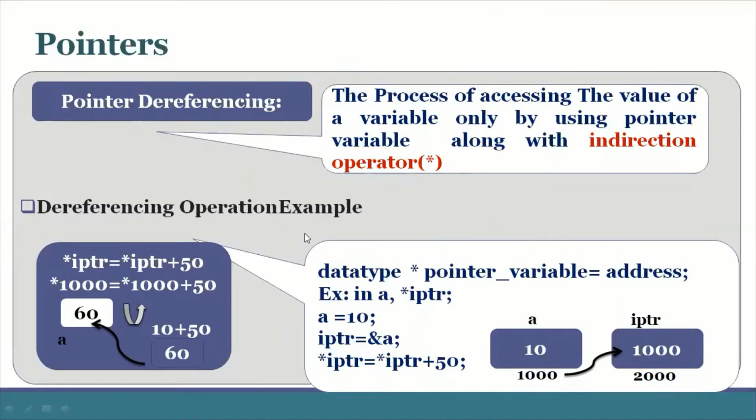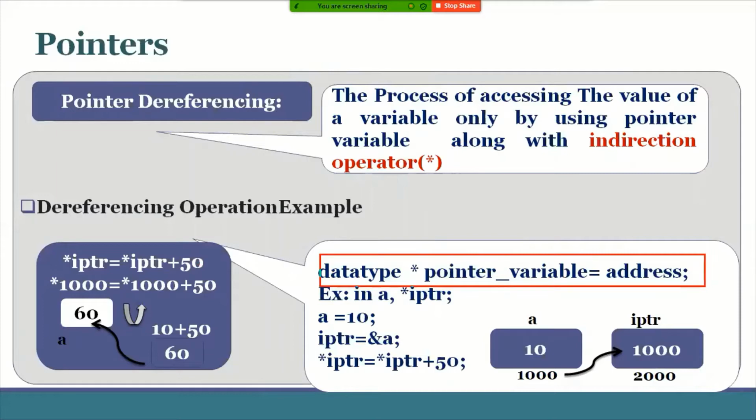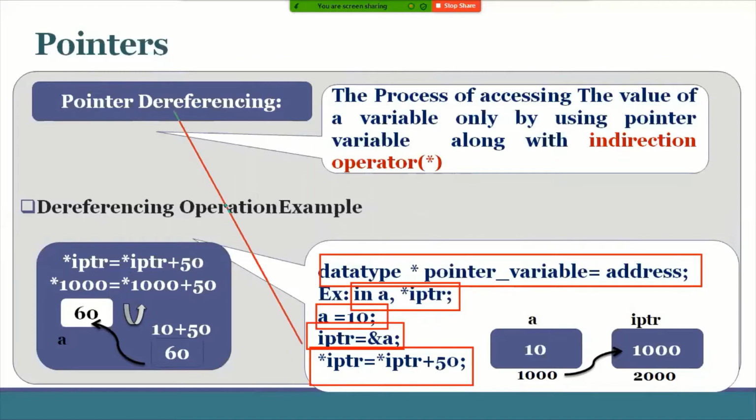Keeping that particular point in mind, try to understand this example. Generally, we will initialize the pointer variables. Then we need to declare the ordinary variable as well as the pointer variable. Then A is 10. IPTR holds the address of A, which is of the same type. And with the help of this statement, I am trying to perform the dereferencing operation. This statement illustrates the dereferencing operation that we will discuss with the help of this example.